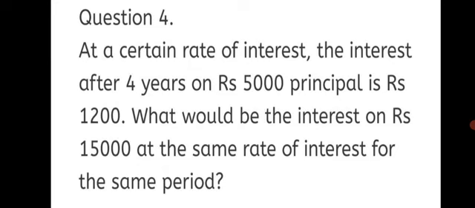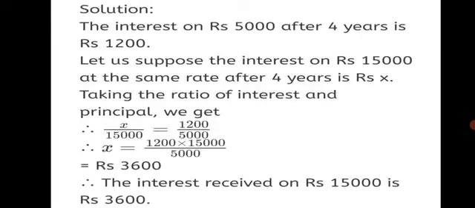Question 4. At a certain rate of interest, the interest after 4 years on rupees 5,000 principal is rupees 1200. What would be the interest on rupees 15,000 at the same rate of interest for the same period? Let's have a look. The interest on rupees 5,000 after 4 years is rupees 1200. Let us suppose the interest on rupees 15,000 at the same rate after 4 years is rupees X. We have to take it in proportion.